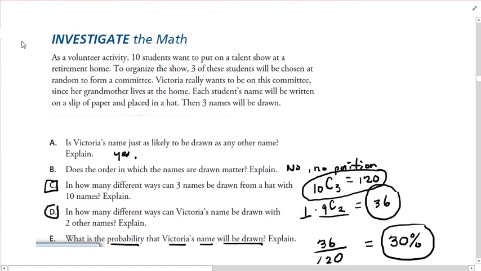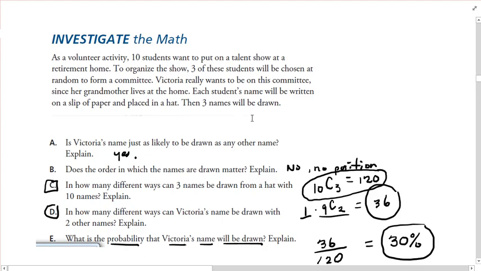If we take a look at this Investigate the Math, it says this: a volunteer activity, 10 students want to put on a talent show at a retirement home. To organize the show, 3 of the students will be chosen at random to form a committee. Okay, it doesn't say anything about order, just 3 random students. Victoria really wants to be on the committee since her grandmother lives at the home. Each student's name will be written on a slip of paper placed in a hat. Then the 3 names will be drawn.